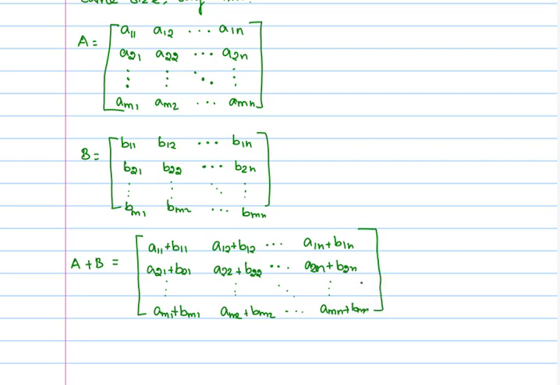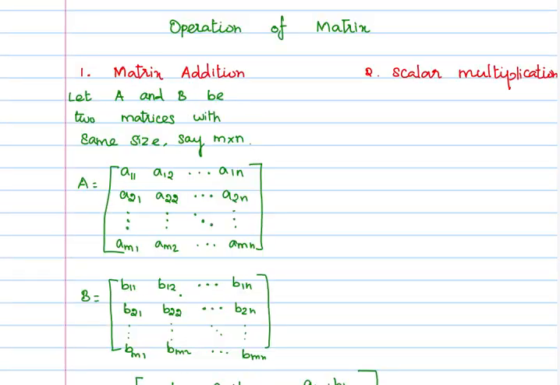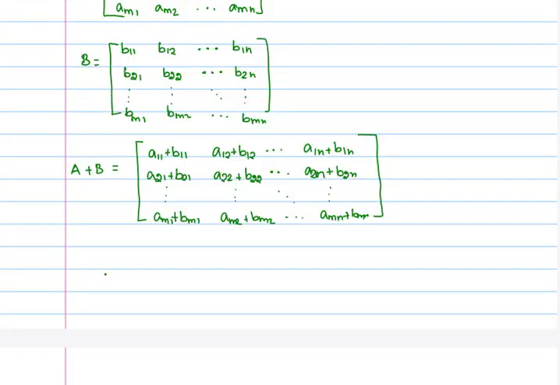This is what we define as scalar, vector, matrix addition. Let's see one example. Let's say A equal to [1, -2, 3; 0, 4, 5]. A is a 2 by 3 matrix.